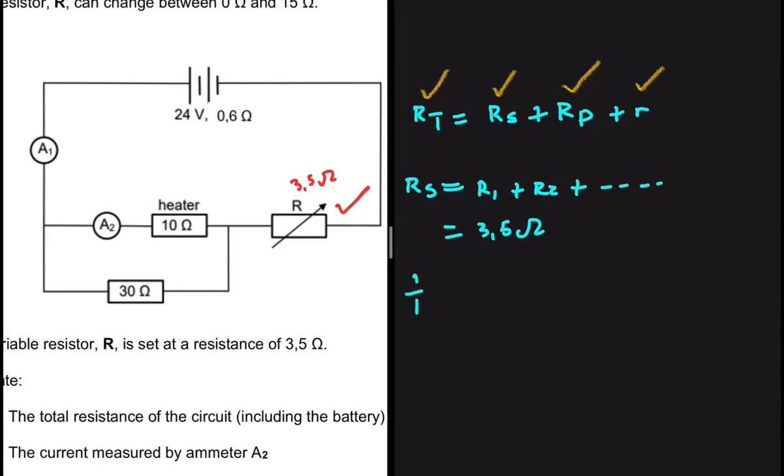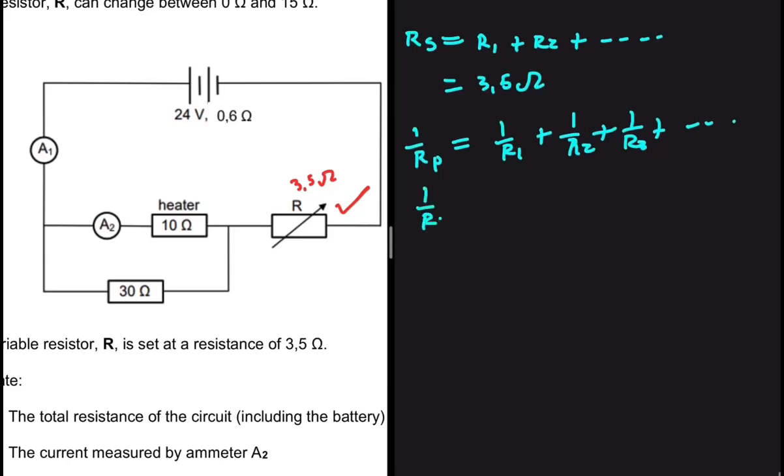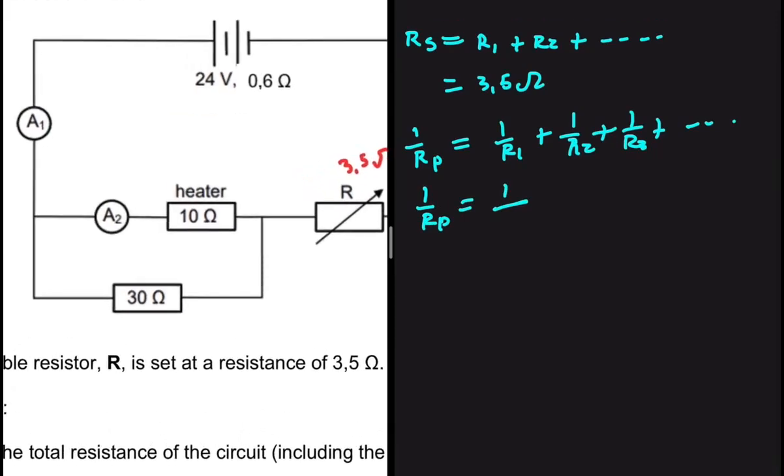We're going to have 1 divided by RP equals 1 divided by R1 plus 1 divided by R2 plus 1 divided by R3 and so on. So we're going to have 1 divided by RP equals 1 divided by R1. So the resistors in parallel: this 10 ohm resistor is in parallel with this 30 ohm resistor.